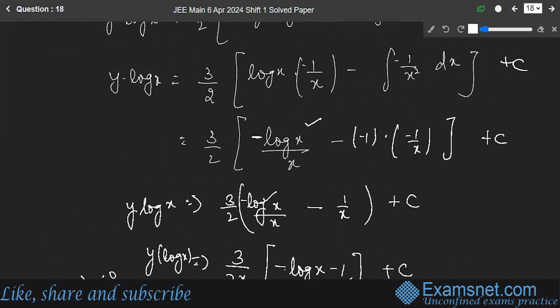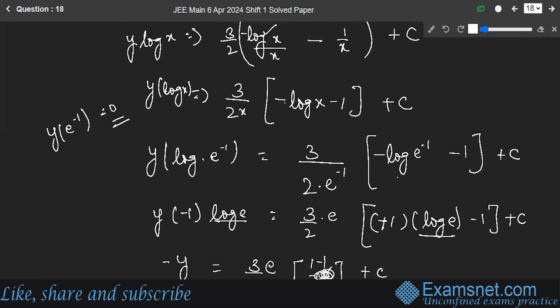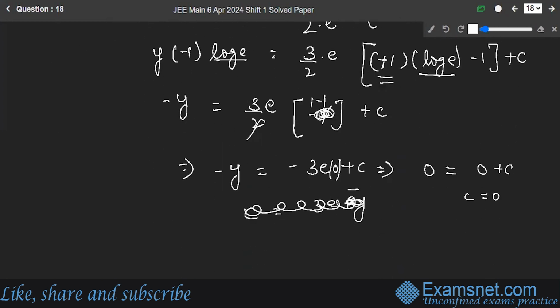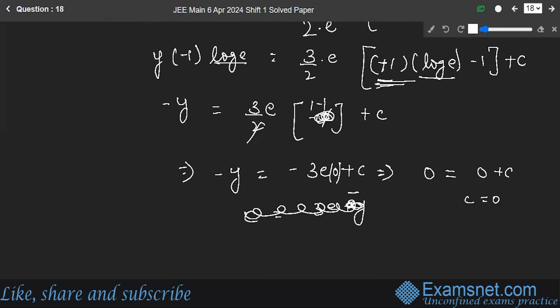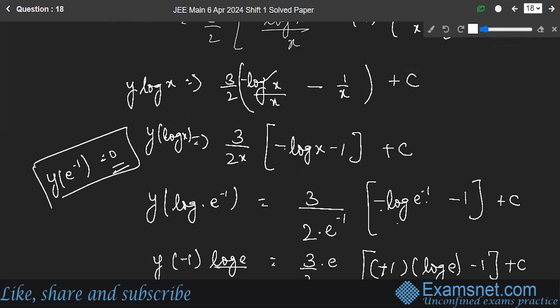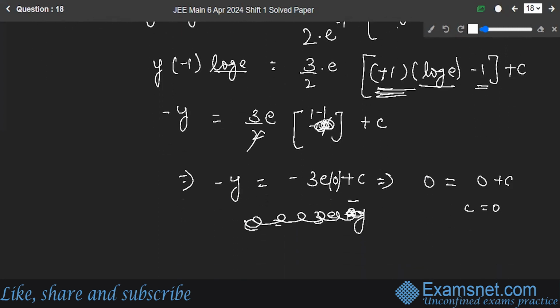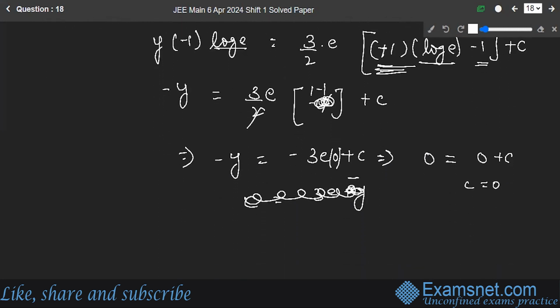For that, the negative sign, and here is negative. So when I solved it, e raised to power minus 1, and this minus became positive. And this is plus 1 minus 1, which gives me a 0. y was already 0, because y of minus 1, e raised to power minus 1, is equal to 0. So this y is equal to 0. That gives me the value of c is equal to 0.